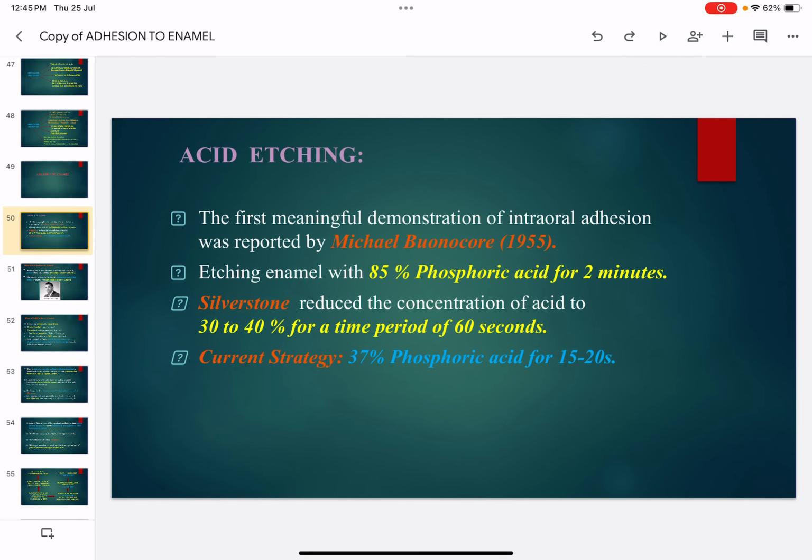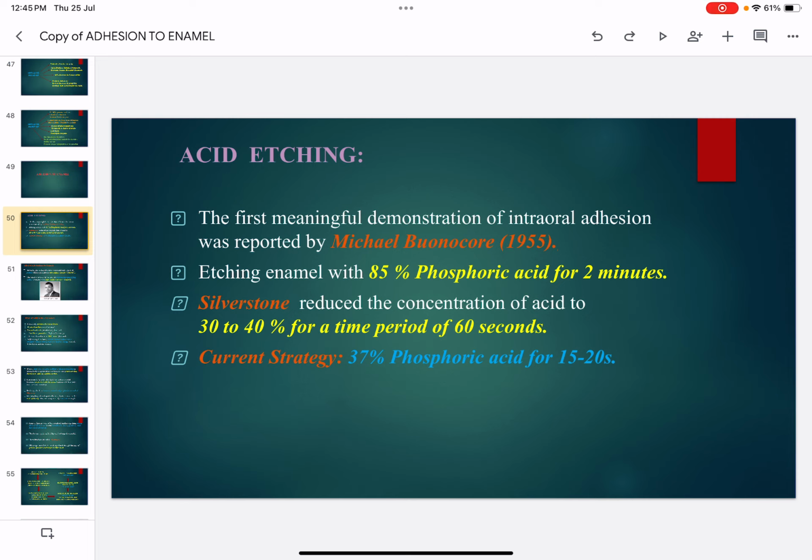Today we are going to discuss acid etching. Acid etching is the first step for any bonded restoration. If you want to bond a restoration or bond a process to a tooth structure, the first step after the cavity preparation or the tooth preparation that we do is called acid etching.